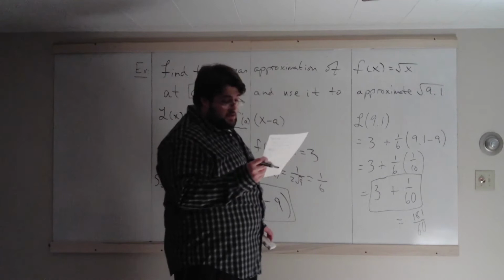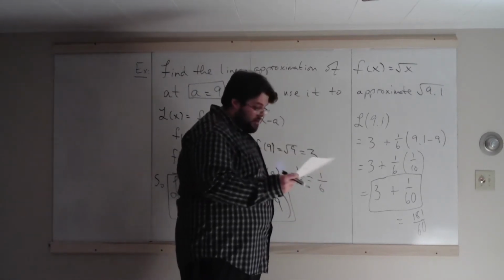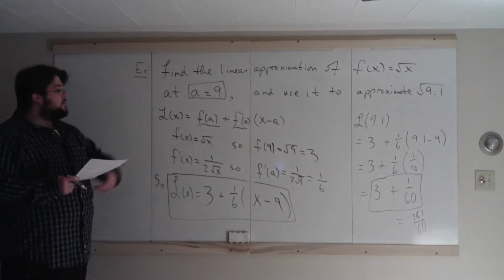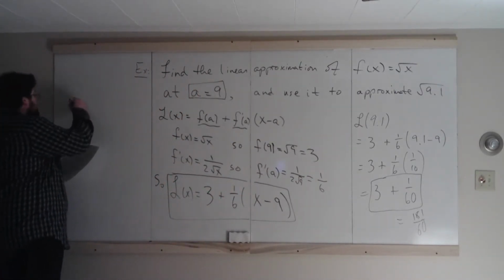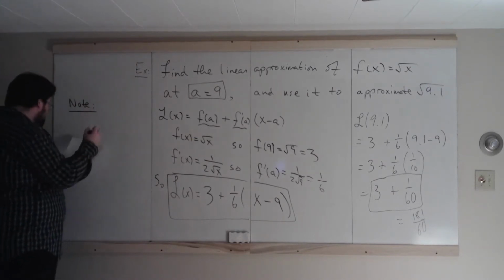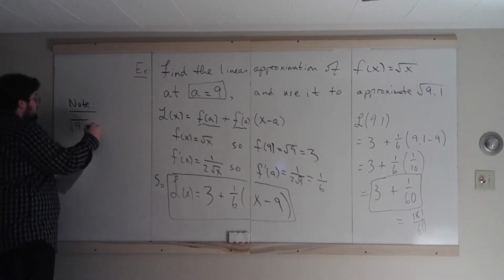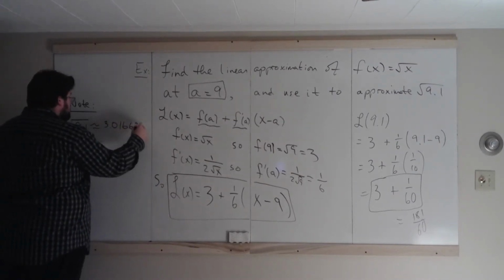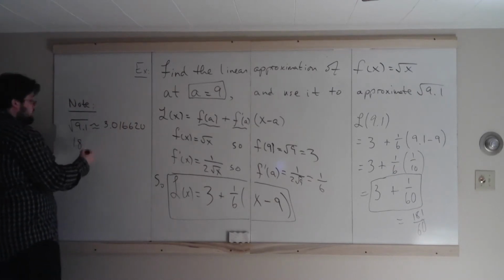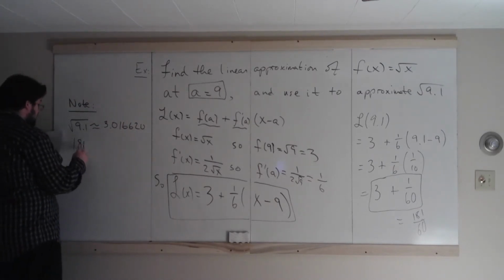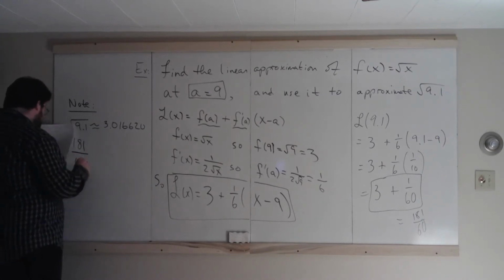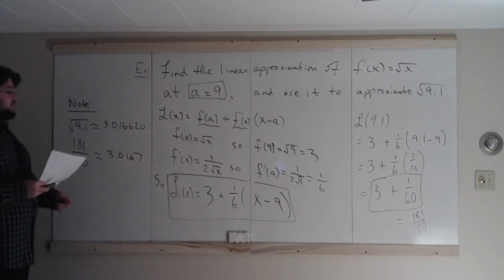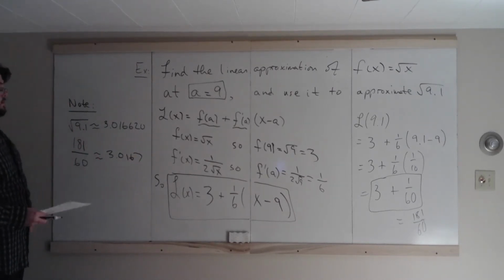Let's not yet, because I just wrote in my notes the exact value. I'll just note, using a calculator, the square root of 9.1 is approximately 3.016620, and so on. So the actual square root of 9.1 is 3.016620. 181 over 60 is approximately 3.0167. So you can see that this approximation is actually quite close to the actual value.